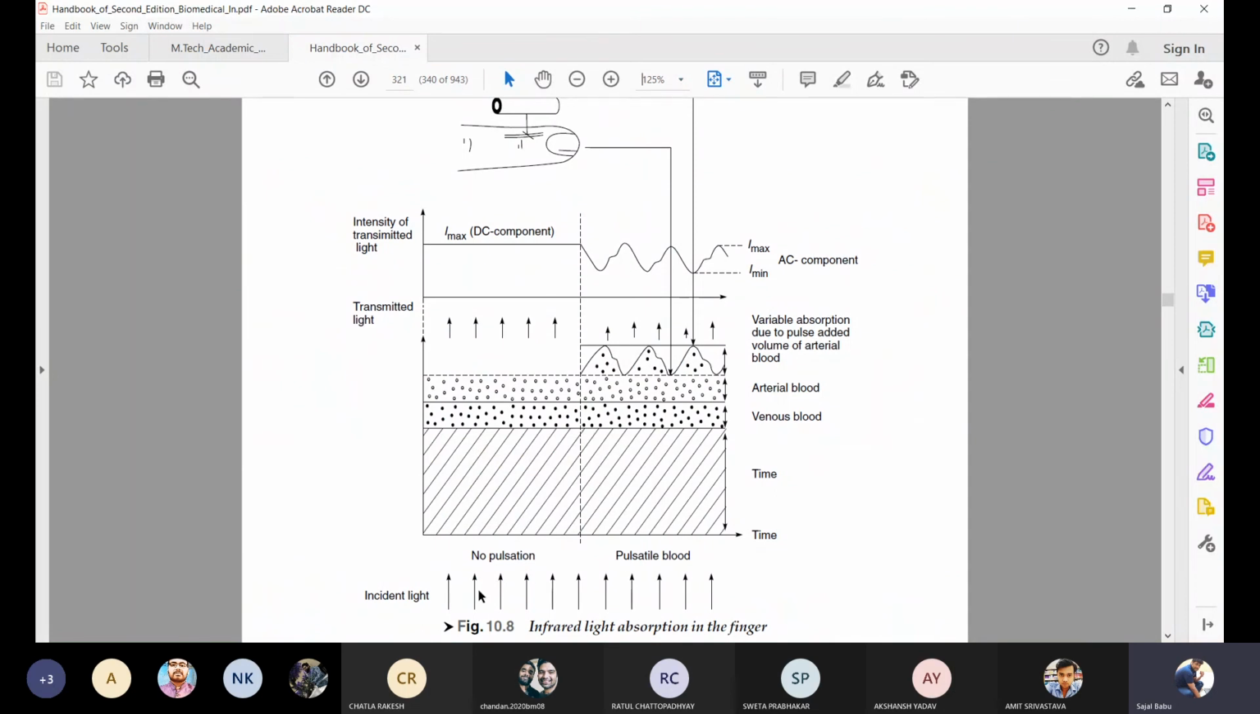So if you see the graph here, the incident light has been transmitted, but here there is no pulsation because everything is absorbed by the tissues, cartilages, skin pigments, and the venous blood. And here you can see the pulsation, and this pulsation happens because of the volume of blood present in your arteries. Okay, and then this variable value will be read, and then you can see here the Imax.